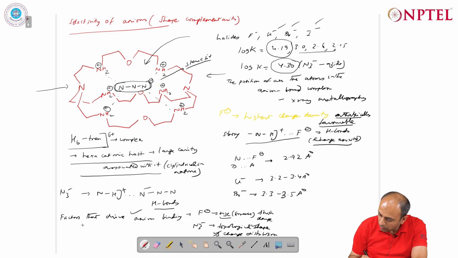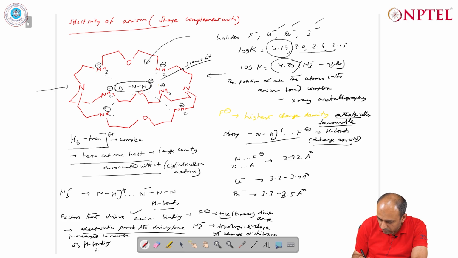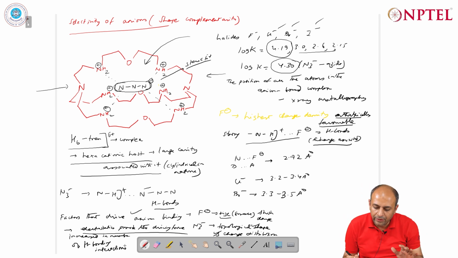And so, overall we will see that electrostatics provide the driving force. And the electrostatic forces are enhanced by an increase in the number of hydrogen bonding interactions. So, these are the factors which get reflected in the enhanced binding of azide in this particular hexaprotonated complex.